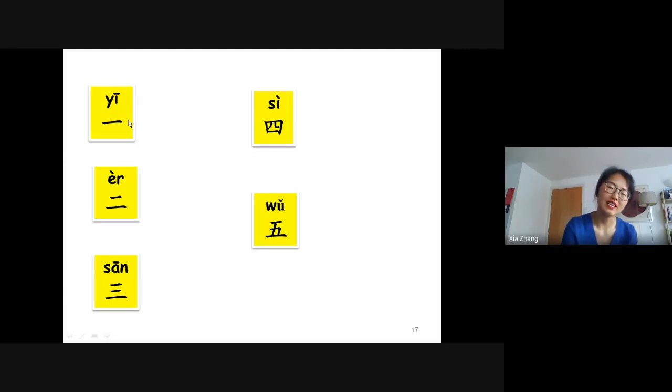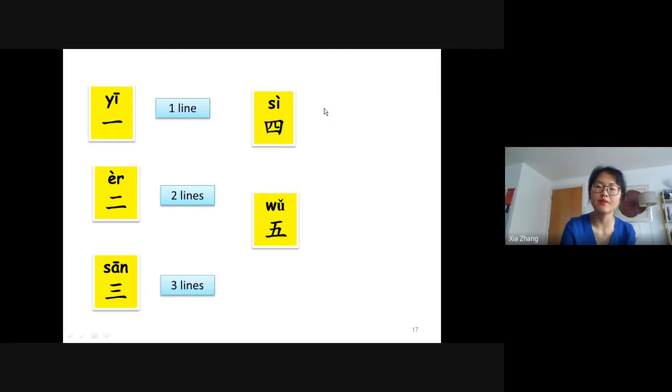So let's try to recognize numbers in Chinese. What does number one look like? It's just one line, right? Number two, 二, two lines. Number three, three lines. And number four, what does number four look like? Look at the character. It looks like a window, right? With curtains. Number five looks like number five. Ooh, it does look like a 5 PC.